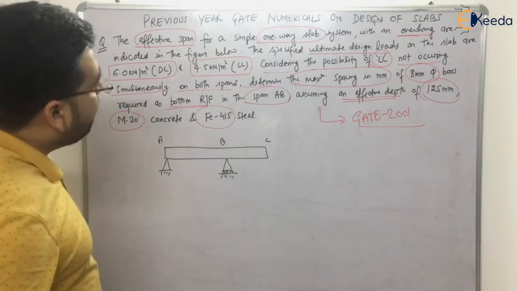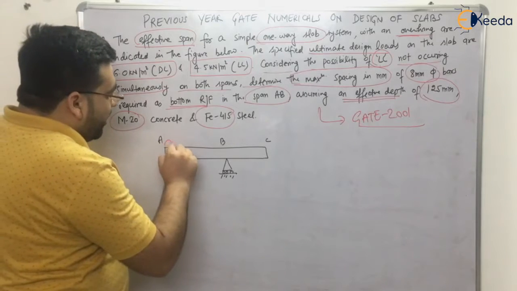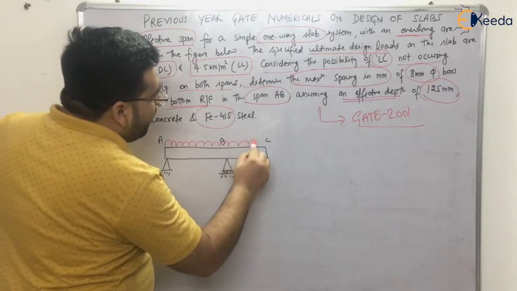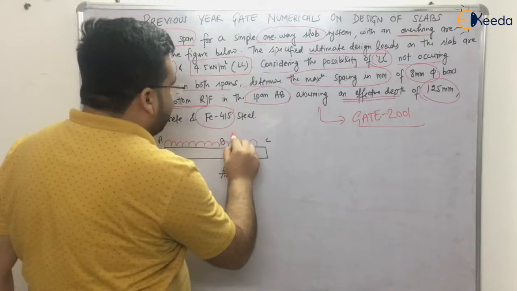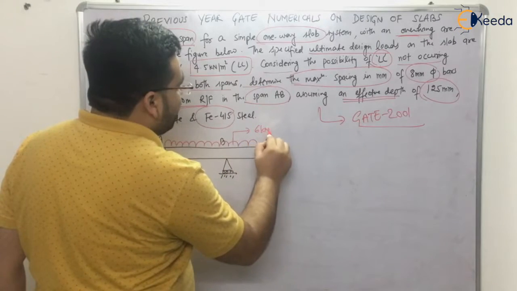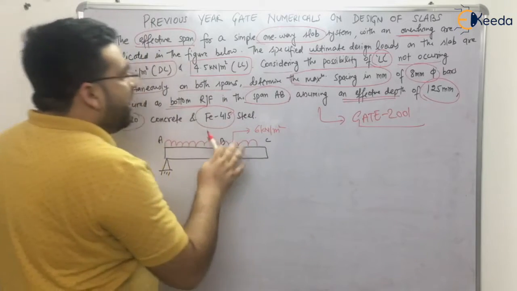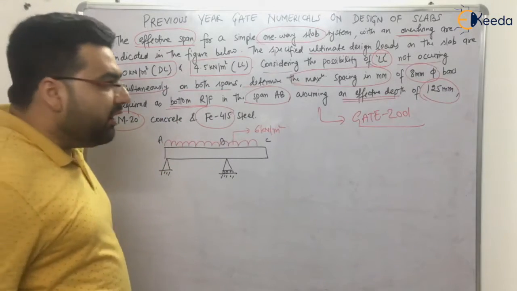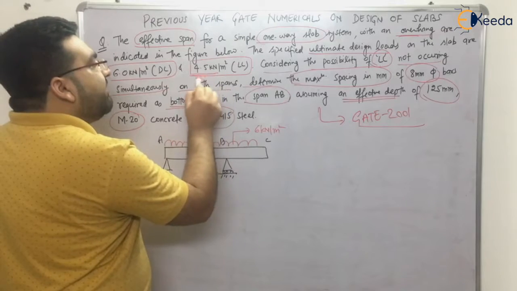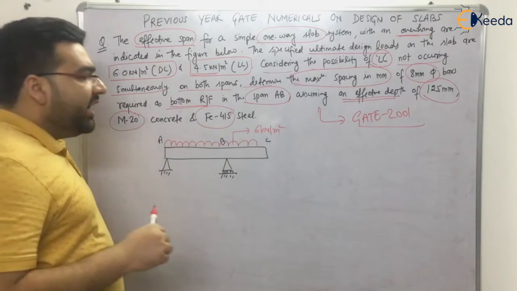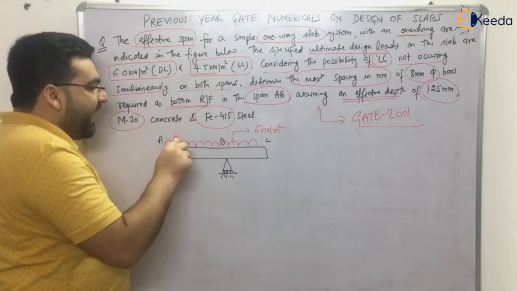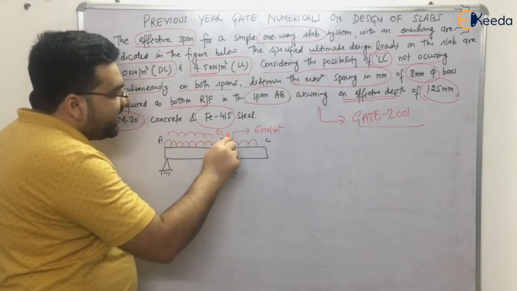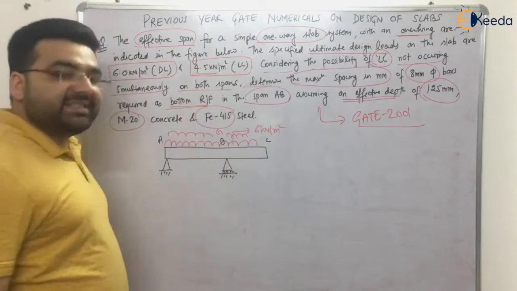Now the question is that you have a dead load. How much is the dead load? Dead load is 6 kilonewton per meter square, and this dead load is constant. It is permanent on the beam. Whereas this 4.5 kilonewton per meter square can change. It can either be on the span AB or on the span BC.